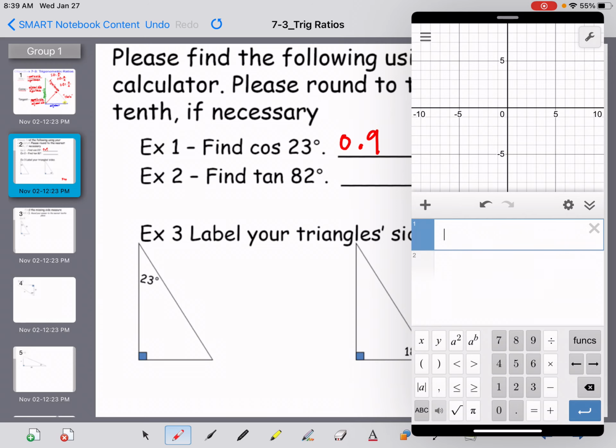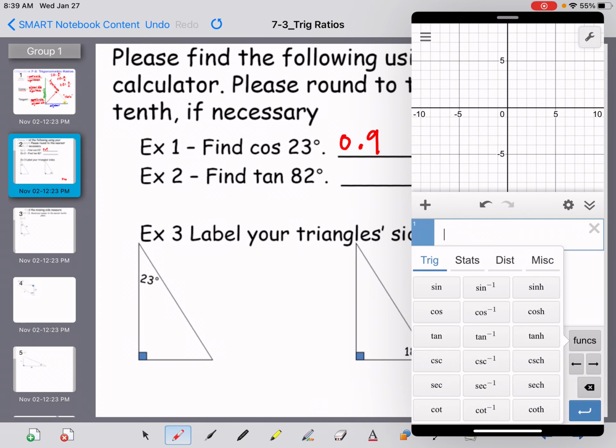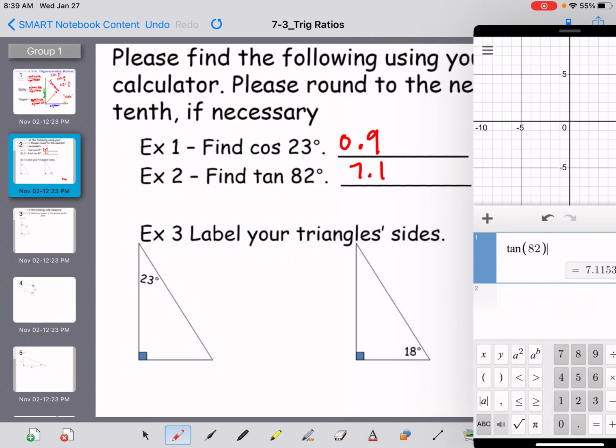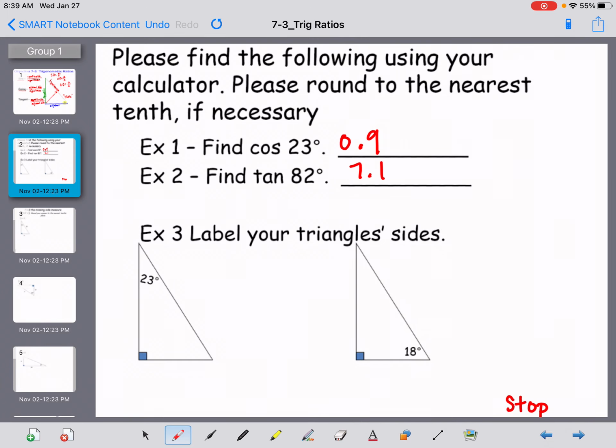All right, and so the same thing, tangent of 82. 7.11, so that would round to 7.1. The tangent of 82 degrees is just a decimal. It's just a number. And that's all I've got to do.